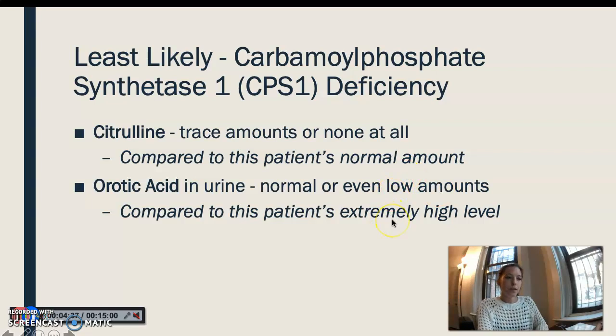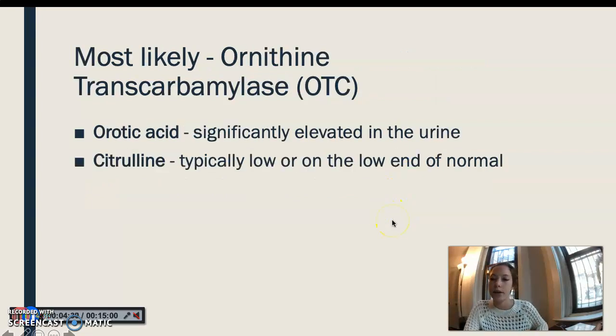So the patient is most likely suffering from a deficiency in ornithine transcarbamylase, or OTC. This deficiency fits the most with her lab work. So orotic acid is significantly elevated in the urine of a patient with an OTC deficiency. And also, plasma citrulline levels are typically low or on the low end of normal for patients with an OTC deficiency. So we see that this is most similar to the patient that we are presented with.